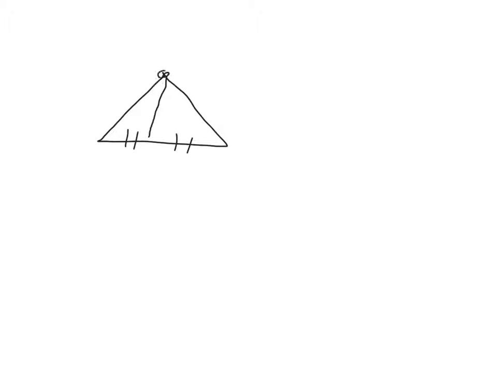So there's a median from B. It cuts the opposite line in the middle. I'm going to call that the point M. And these corners I'm going to call A and C. So the median comes from a corner and cuts the opposite line in the middle.